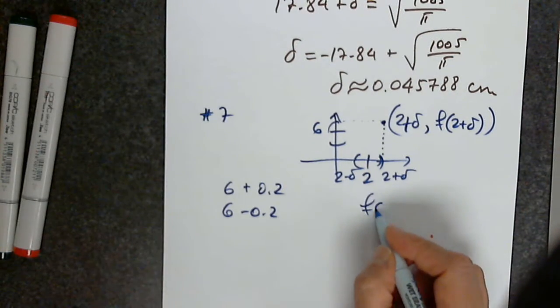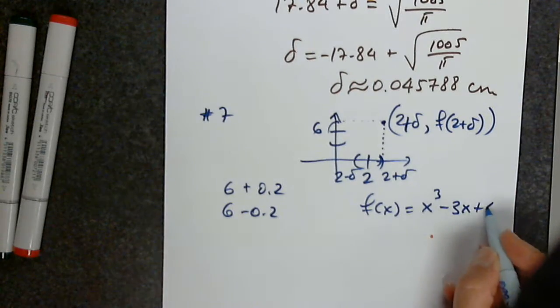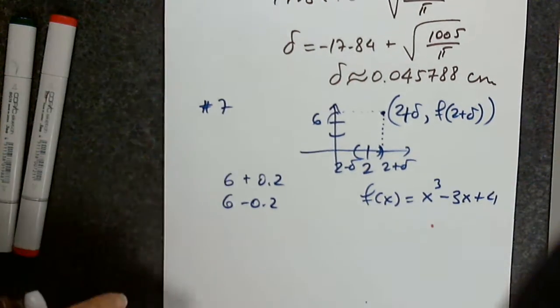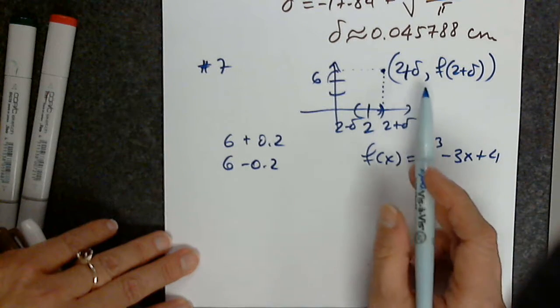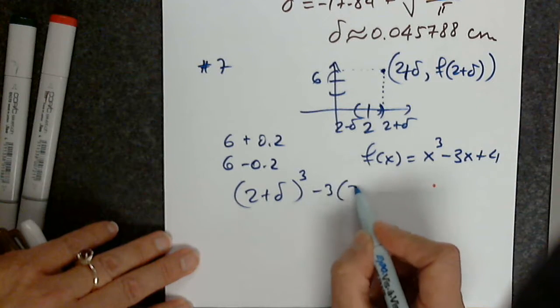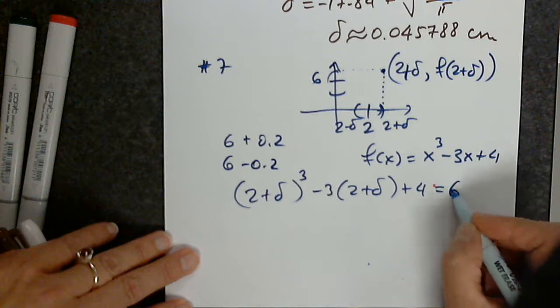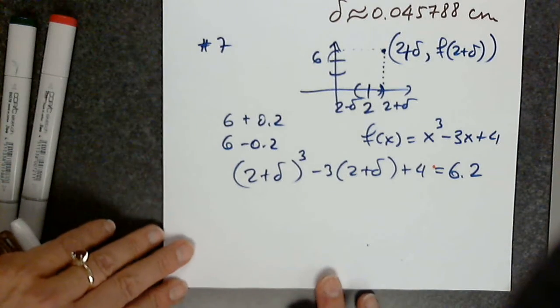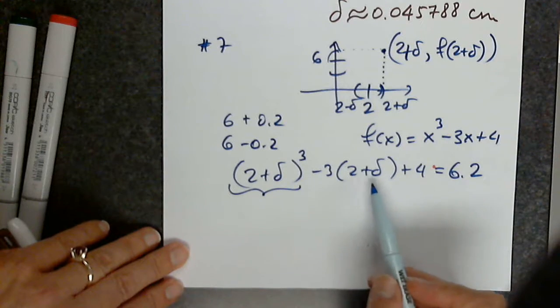And the function is x to the third minus 3x plus 4. Okay. So all I have to say is that when I plug in 2 plus delta, cubed minus 3 times (2 plus delta) plus 4 must equal 6.2. You have to expand this. You have to distribute here.